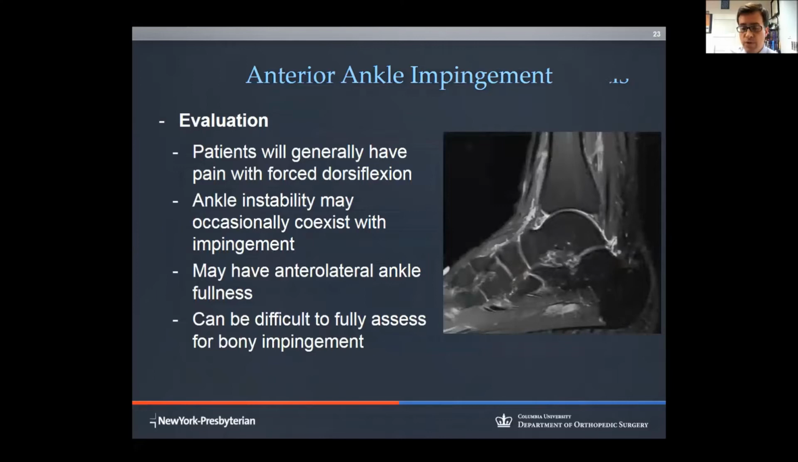The soft tissue component I talked about, there's definitely a bony component as well, which oftentimes can be easily seen on a lateral x-ray of the tibia. On the talus, it can be harder to evaluate because there can certainly be medial osteophytes on the talar neck, which require either a specific x-ray or three-dimensional imaging to really see well.